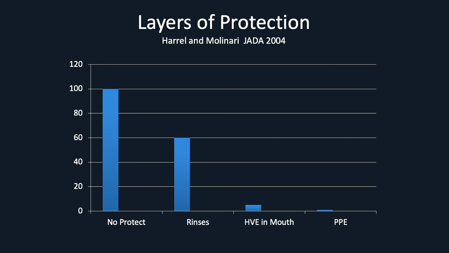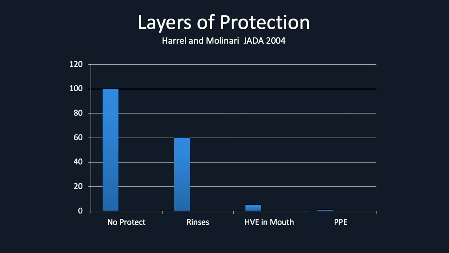And this goes back to an article I published in the Journal of the American Dental Association with John Molinari, and we talked about layers of protection. One protective device or approach is not enough. You need multiple layers. So on the left-hand side, the patient is going to walk in with 100% of whatever their viral load is going to be. It may be 0, it may be millions of virus, you don't know. But whatever it is, they'll walk in with 100%.